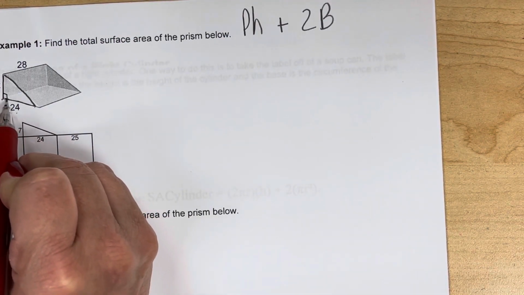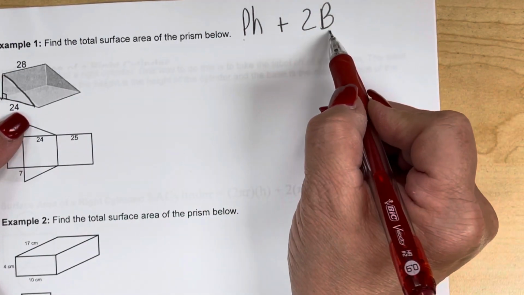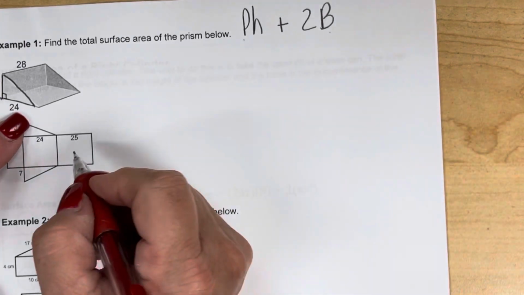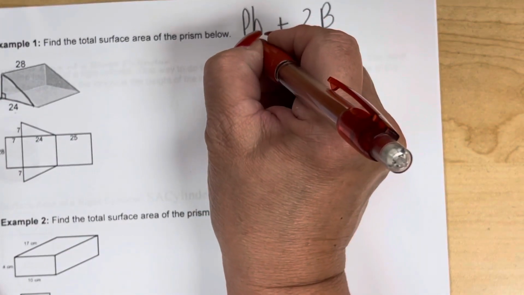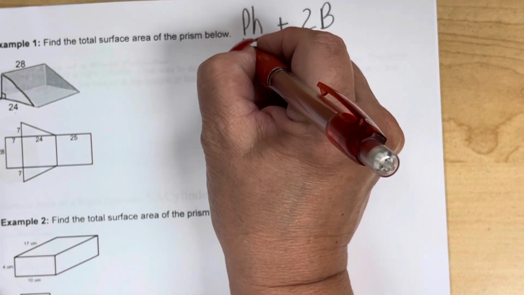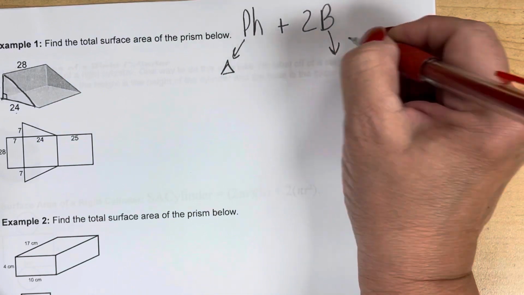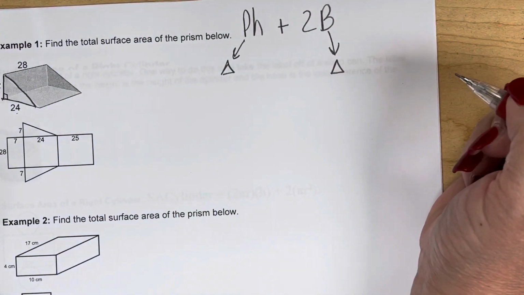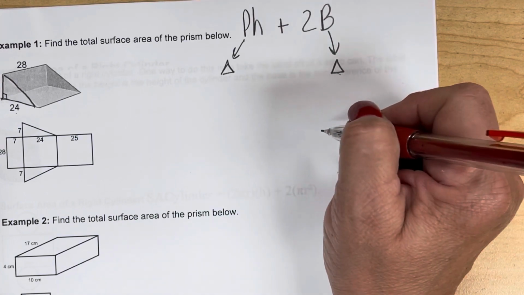Kind of outline their base. The reason they do that is because this is the perimeter of the base, and this is the area of the base. It just helps you stay focused on what your base is. Obviously, your perimeter is going to be a triangle, and the area of your base is going to be a triangle. So you have to think about the formula for the area of a triangle.